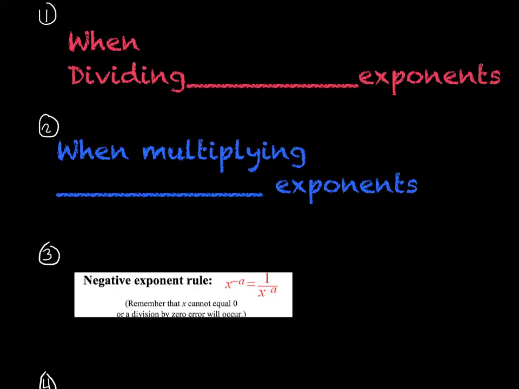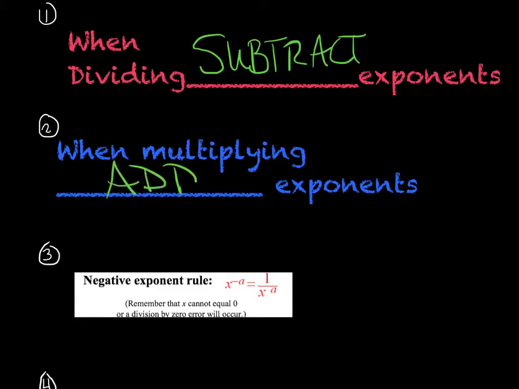Number 1, when dividing blank exponents. What word are you thinking there? When dividing, subtract exponents. Number 2, when multiplying blank the exponents. When multiplying, hopefully you're thinking add the exponents.